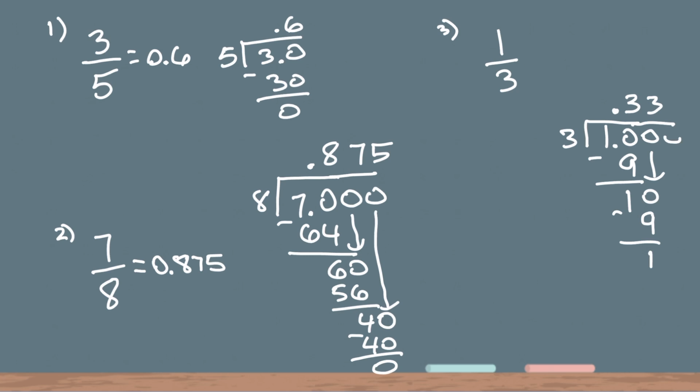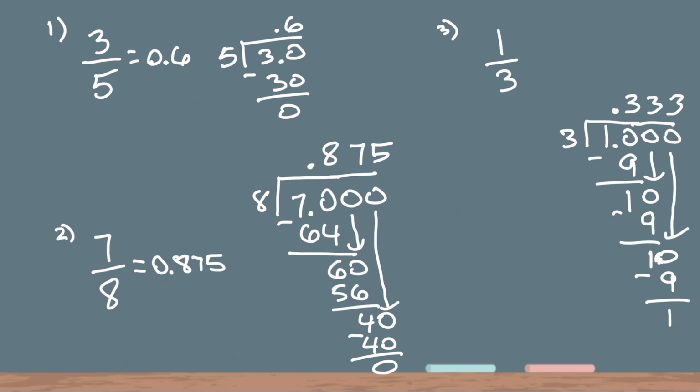We're going to extend the problem, bring the 0 all the way down, and we have 10. And then we're going to go ahead and see how many times can 3 go into the 10. And again, it's 3 times. We're going to do this 9. And then again, it's going to keep going. So it's going to keep repeating 3, 3, 3 all over.